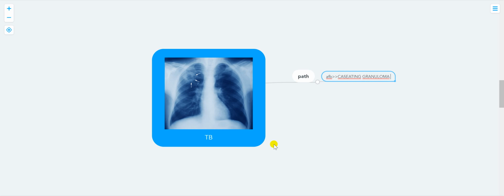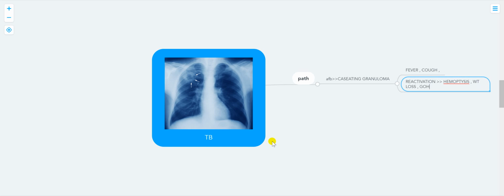So, how do you find it? It could be an asymptomatic screen, or first exposure could cause a pneumonia, which is cough and a fever. Cough sometimes, if there's a reactivation, could cause hemoptysis, weight loss, and Ghon complex.